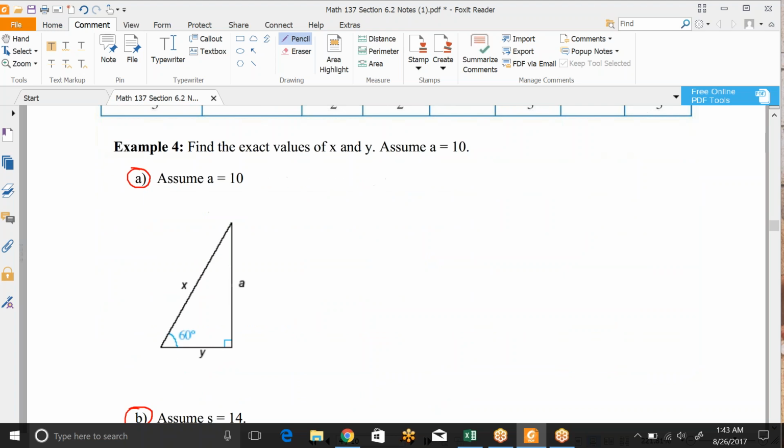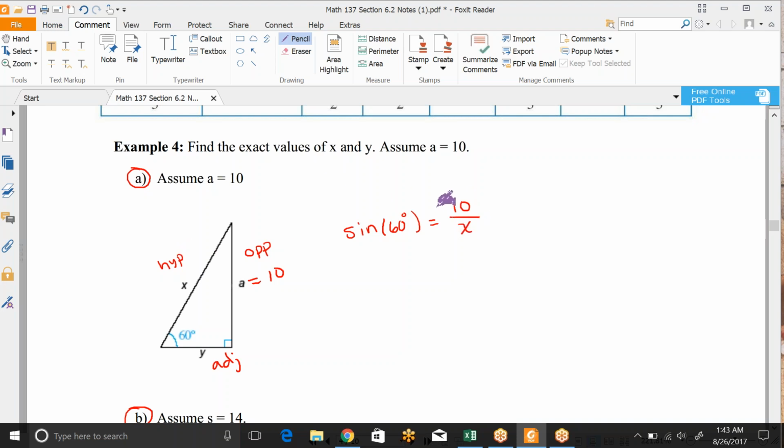So let's look at our first example here. This is assuming that A is 10, and we're going to look at what X and Y are. So right now we have opposite, and this would be height, and this would be adjacent. So since I have opposite and height, I could find X. Opposite and height makes sine. So sine of 60 degrees would equal opposite, which is 10, over height, which is X.